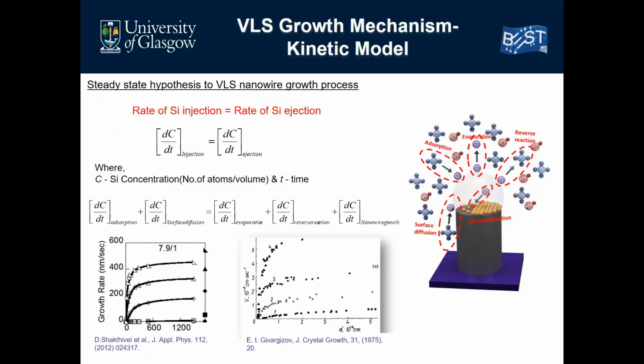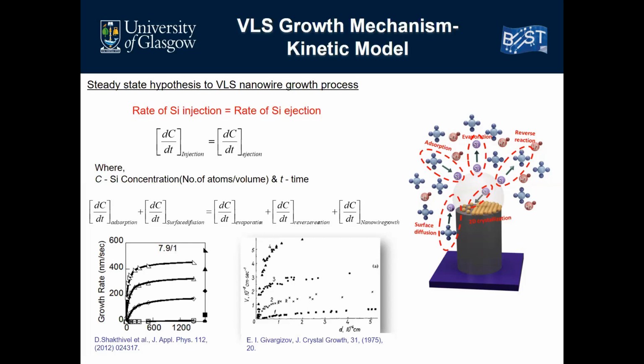Having grown two different materials, elemental silicon and binary, now we are explaining a kinetic model which is able to predict the growth rate of nanowires, well within the order of the experimentally measured value. Here, we are analyzing the VLS process using various atomistic processes. The atomistic processes are divided into two parts: one is injection, the other one is ejection.